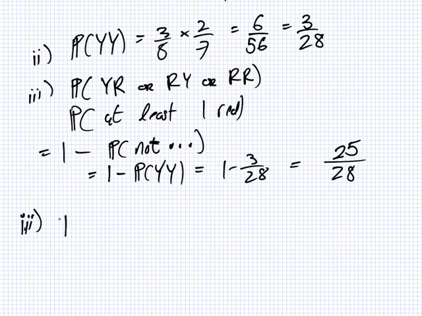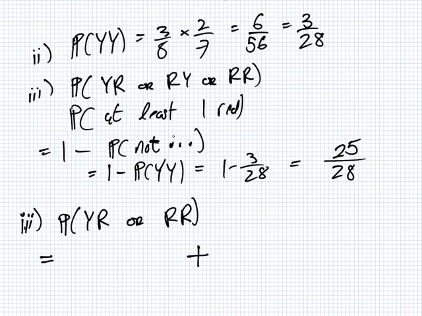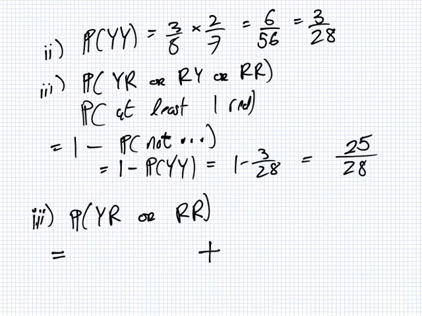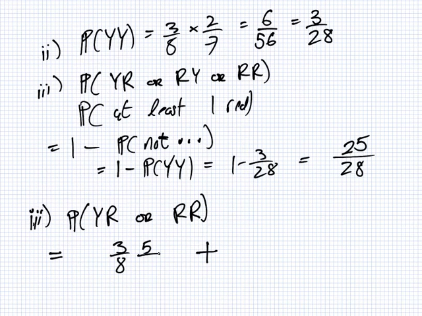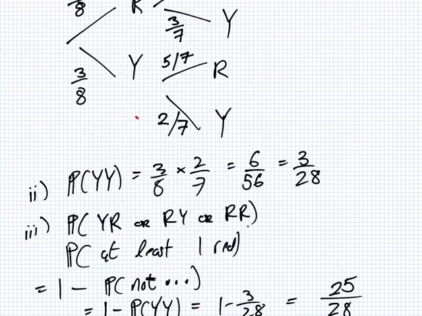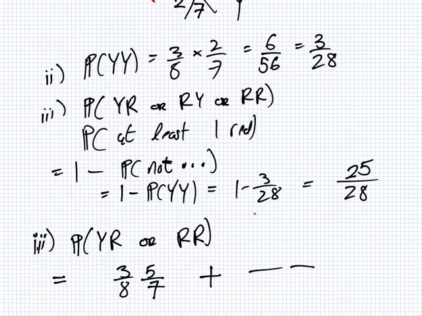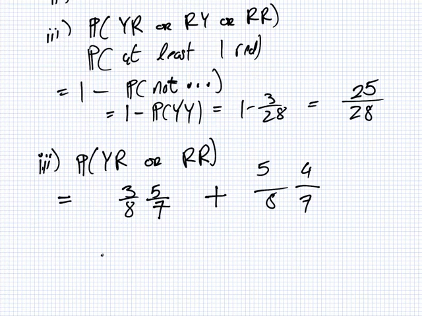So the probability that the second bead is red, that means a yellow and a red, or a red and a red. Do we have yellow and red? No, we don't have that one. Or do we have red and red? No, we don't have that one. So we need to work out both of these. What's yellow and red? 3/8 and 5/7. And then red and red, 5/8 and 4/7. So what's that? 15 and 20, 35 over 56, is it?